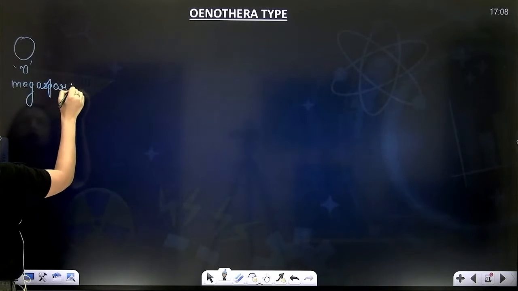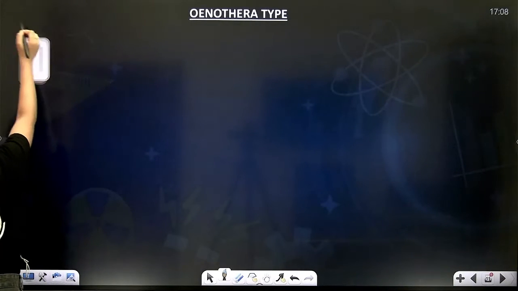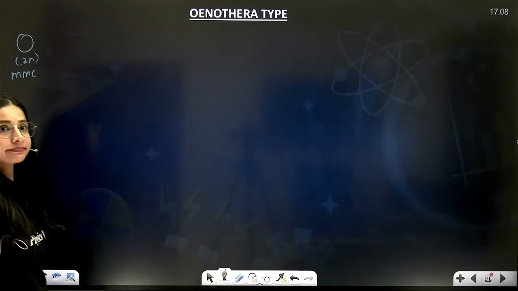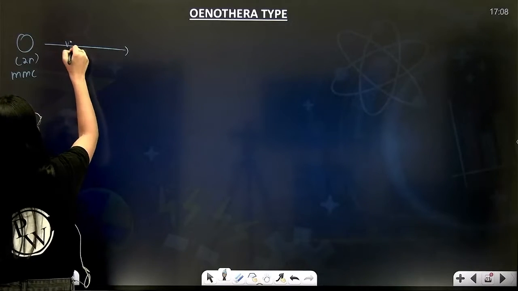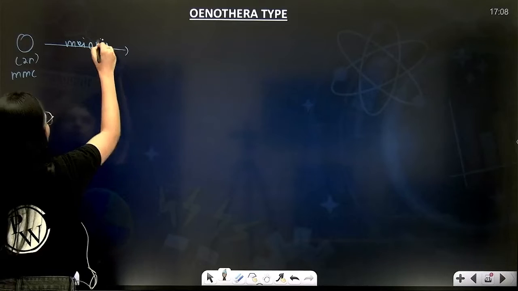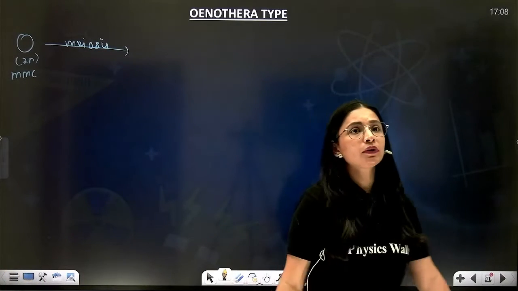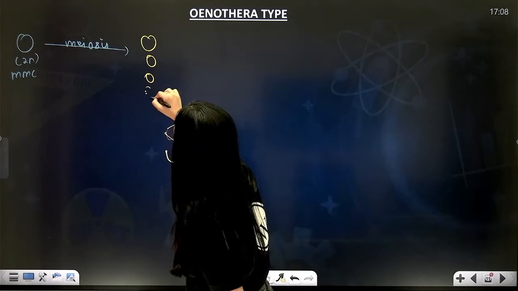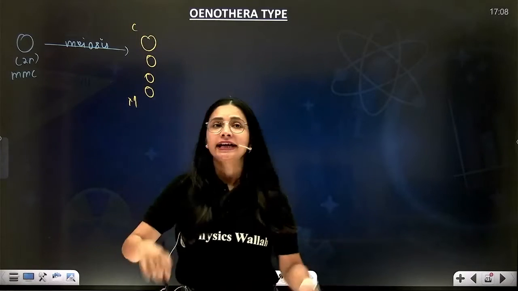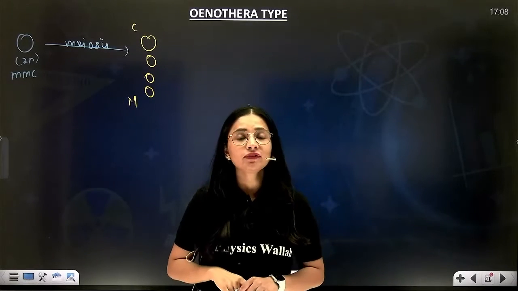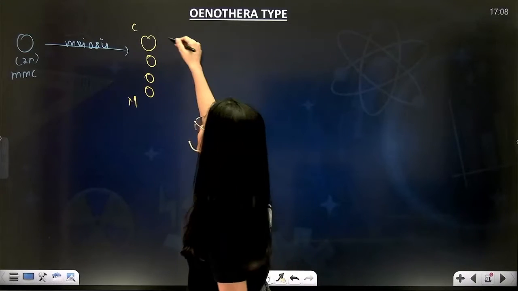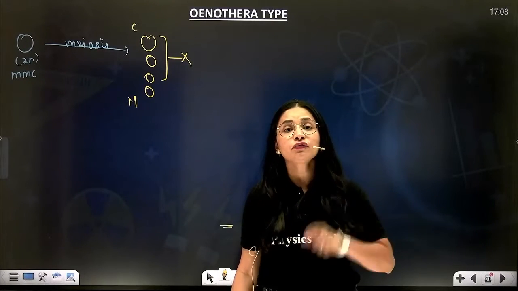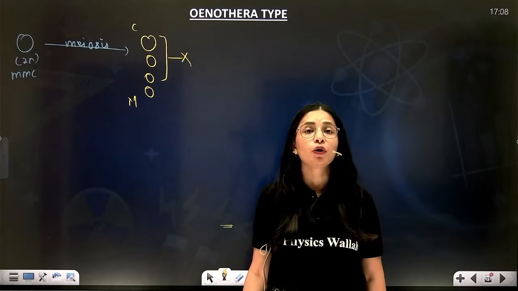right? First, this is my diploid megaspore mother cell. Okay, it will undergo reduction division. What will happen? 4 haploid megaspores will be produced. How many? 4. Micropylar, chalazal. Now, for Oenothera type of development, the 3 chalazal megaspores get degenerated and 1 functional micropylar megaspore persists.